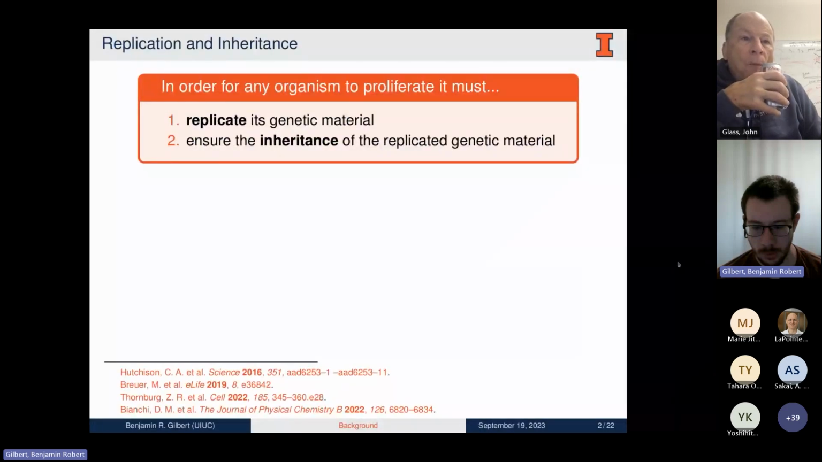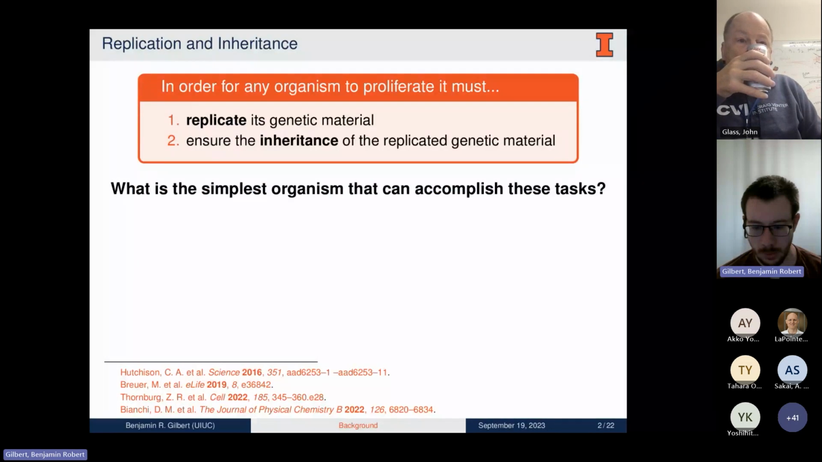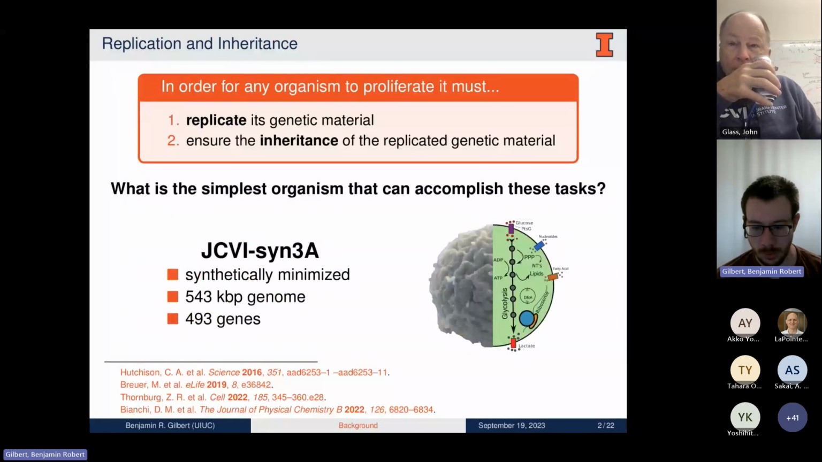The topic at hand is the replication and inheritance of the genetic material in these minimal cells, because for any organism to proliferate, it must replicate its genetic material, and then it must ensure the inheritance of the replicated genetic material. So hopefully an obvious question is, what is the simplest organism that can accomplish these tasks? One possible candidate for this is JCVI-syn3A. As you all know, it's synthetically minimized, so I'm not going to bore you with those details.